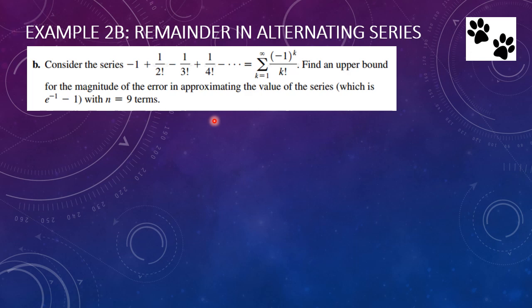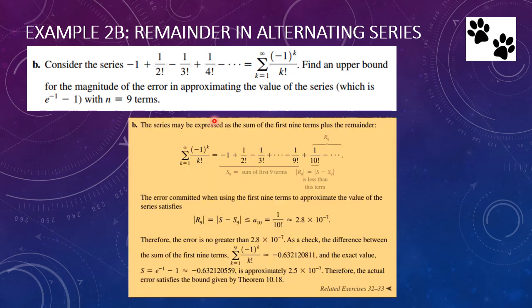Okay. So again, this series can be expressed as the sum of the first 9 terms here plus the remainder, the next term. The error committed when using the first 9 terms, by the theorem, is equal to s minus s sub 9, because we indicated that we wanted 9 terms, which of course is less than or equal to a to the n plus 1, which in this case would be a to the 10.